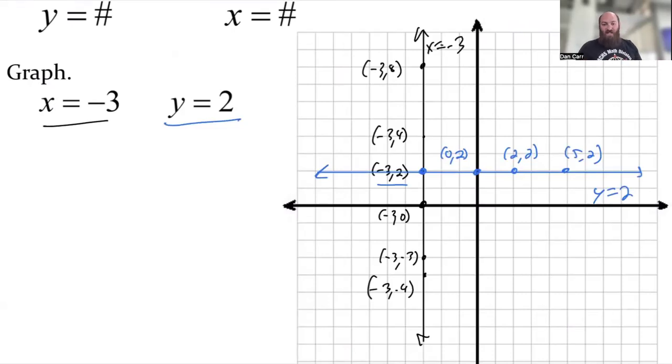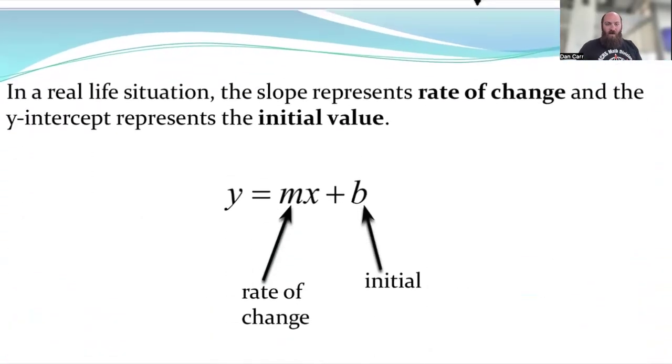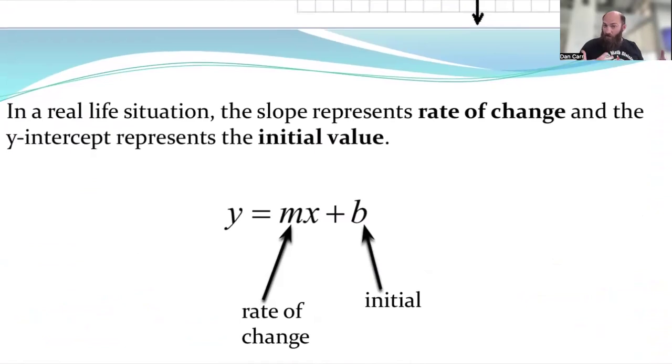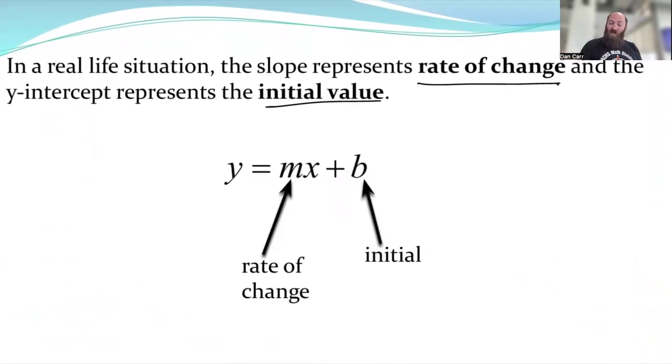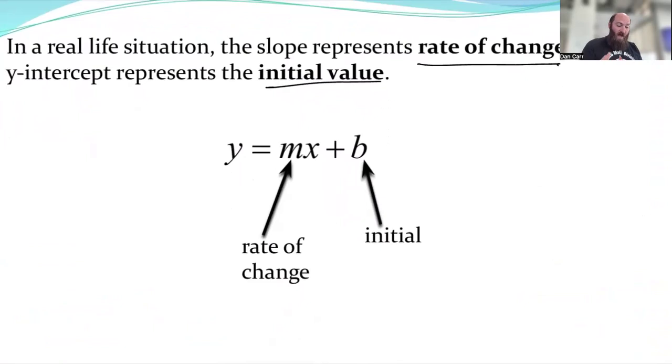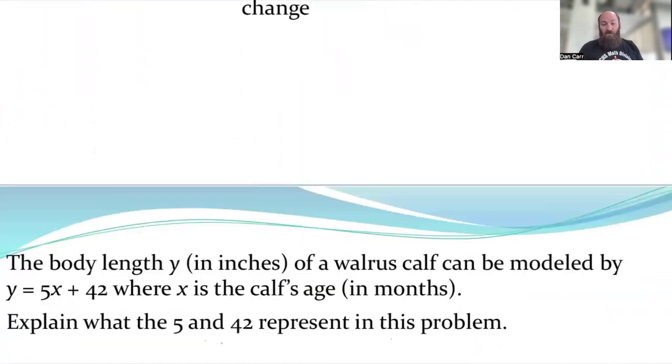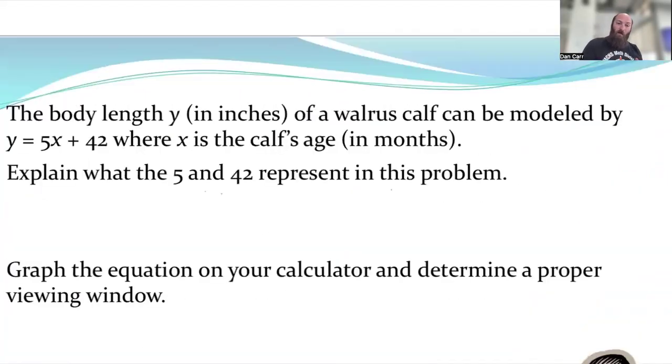Okay, so in a real life situation for modeling word problems, the slope represents a rate of change, like we talked about in the previous lesson. And the y-intercept can be called an initial value because we don't really care about negative x values. So starting at 0 is our initial value. So our m is rate of change, b is initial. So we're going to use that to help with this type of problem.